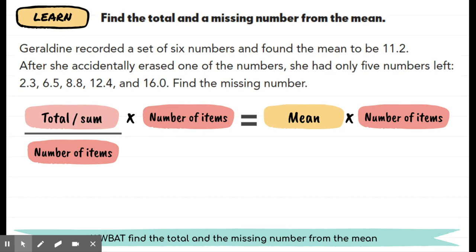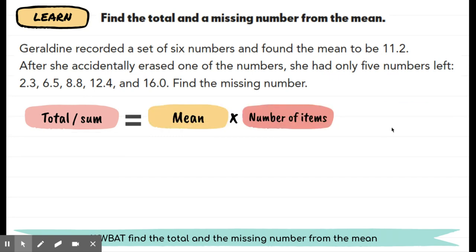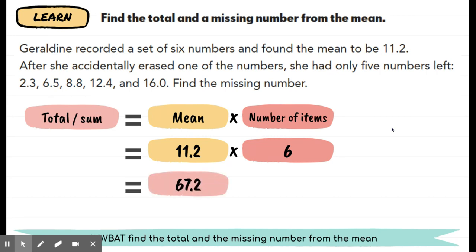Multiplying the number of items on both sides of the equation. So now I can get rid of the number of items. So now we know that the total or the sum of everything can be calculated by multiplying the mean and the number of items. We know that the mean is 11.2. And the number of items, because she recorded 6 numbers, is 6. So I'm going to do 11.2 times 6, which will give me 67.2, and that is the sum of my 6 numbers.